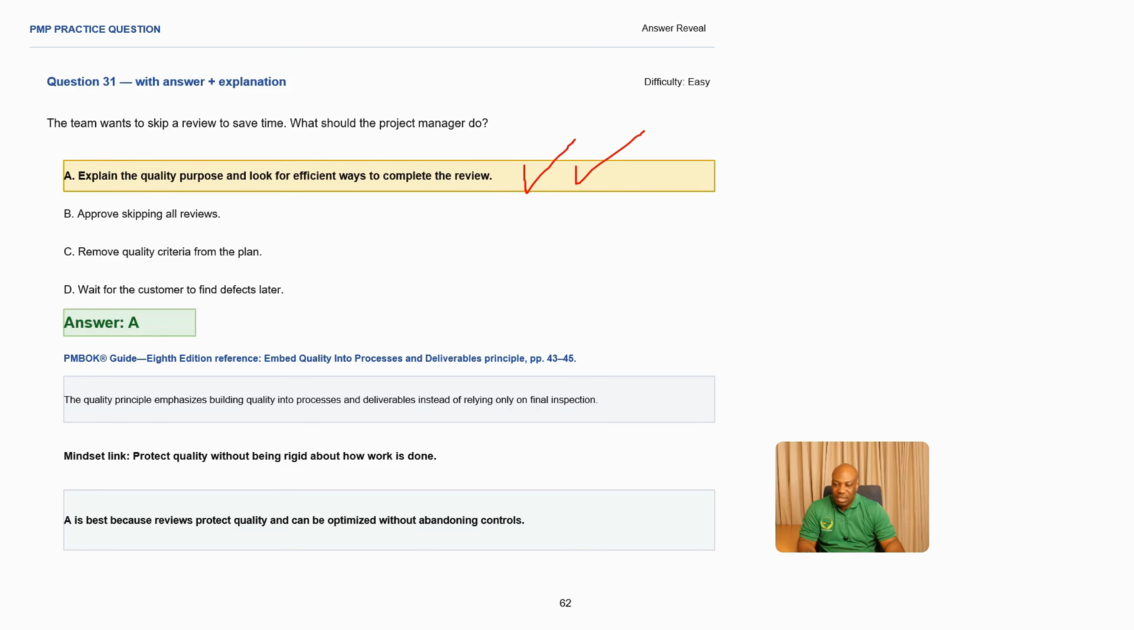Explain the quality purpose, and look for efficient ways to complete the review, which is very important. All right, and what is our reference here? We need to embed quality processes and deliverables in a project. And the mindset that should be applied to this particular scenario is you need to protect quality without being rigid about how it's going to be done. This is a very important mindset. Everything that you do in a project must be quality checked, must be quality protected, making A the best answer, because it reviews and protects quality. It can also be optimized without abandoning controls, making A the best answer.